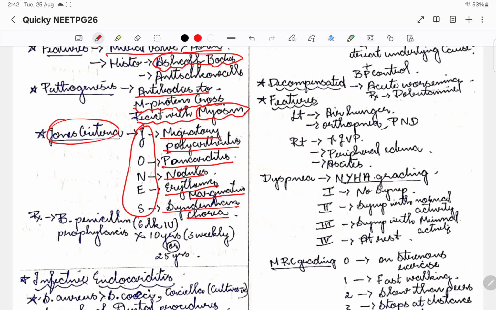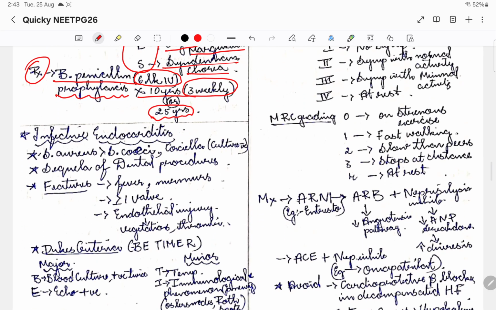Okay, coming to the management, it is going to be benzathine penicillin that we will give, and it will be 6 lakh international units. Please remember 6 lakh international units. It is a previous year question. And for prophylaxis, it is going to be benzathine penicillin for 10 years if 3 weekly, or else we are going to go for 25 years if it is 1 weekly. So 3 weekly meaning 10 years of benzathine penicillin can be given. So that is with respect to RHD.